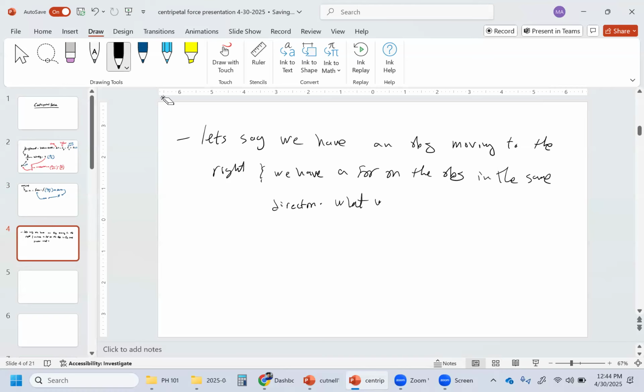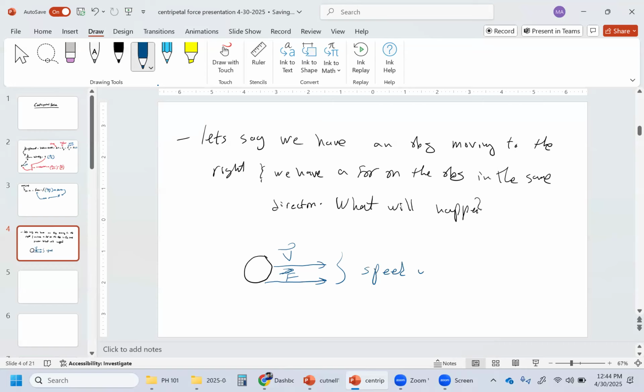What will happen? Let me put up a question mark. Let's say we have an object. This object has a velocity going in there somewhere because it's moving, and we apply some kind of force on it in the same direction. Now notice I put the arrows on top of these to declare that they are vectors, which we talked about, that the direction matters. So what would happen over here? You're right, it will speed up.